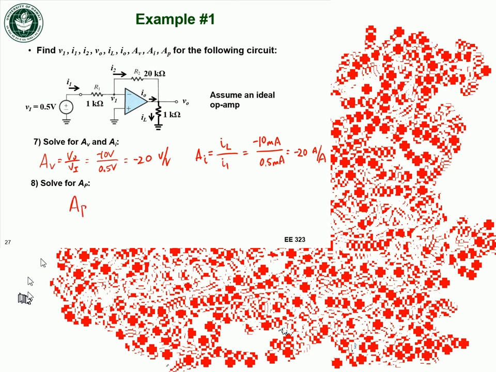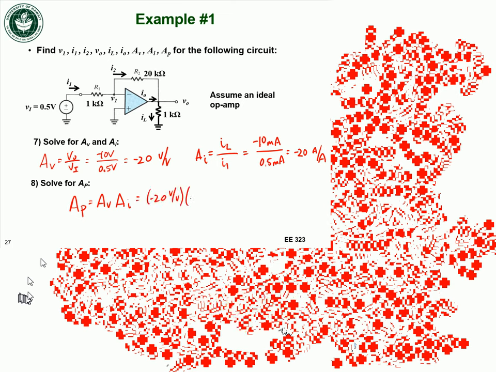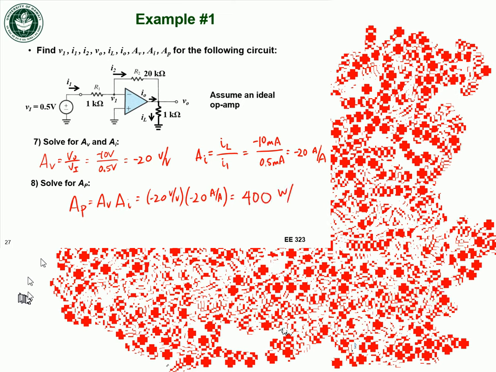Okay, then we can solve for the power gain, which is just the voltage gain times the current gain. So negative 20 volts per volt, negative 20 amps per amp. So 400. And again, this is unitless, or you can write watts per watt.